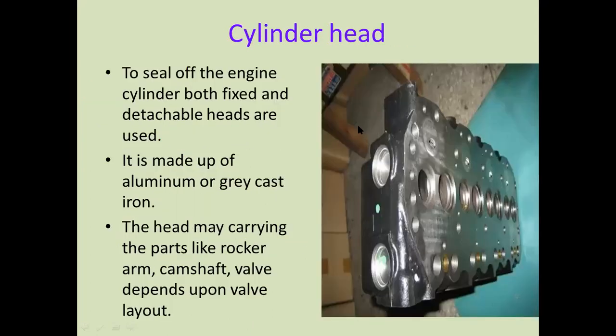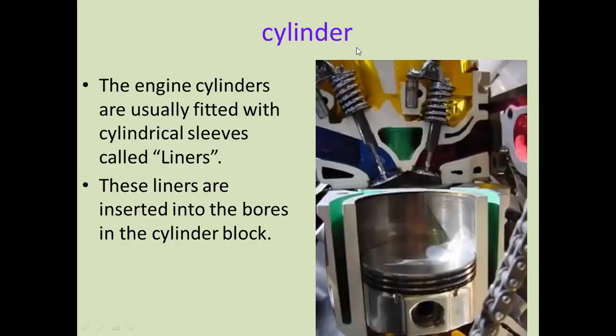In the next slide we can see the photographic view of the cylinder head. The cylinder head seals the engine. Both fixed and detachable heads are used. It is made of aluminum or gray cast iron. In the cylinder head we can accommodate the rocker arm, camshaft and valves, depending upon the valve layouts. So in the next slide, we can discuss the cylinder.